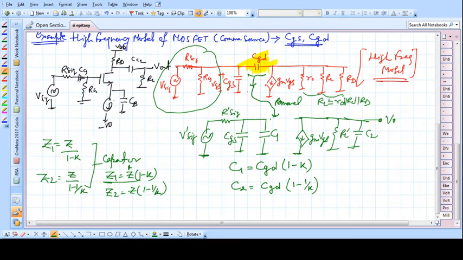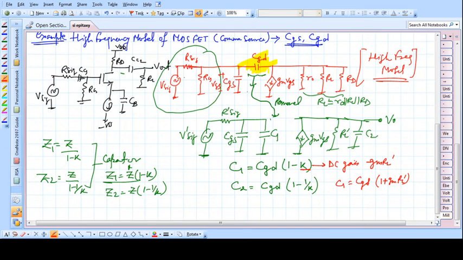This K is the DC gain, and in this case, the DC gain for the common source is minus GM RL dash. So we can write C1 as CGD times (1 plus GM RL dash). So this C1 value will be like that, and C2 we can easily find.